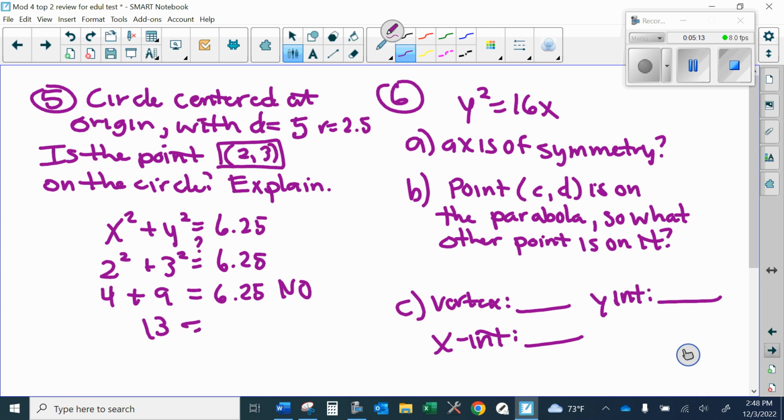13 does not equal 6.25, so it's not on the circle. All I have to do is plug it into the equation and it must be true.